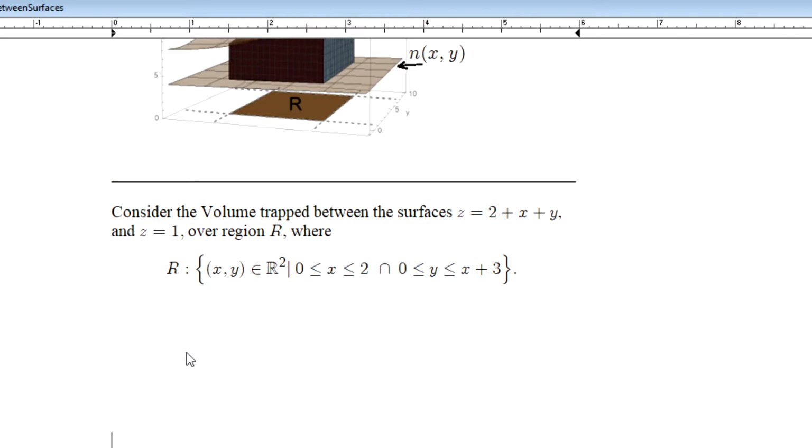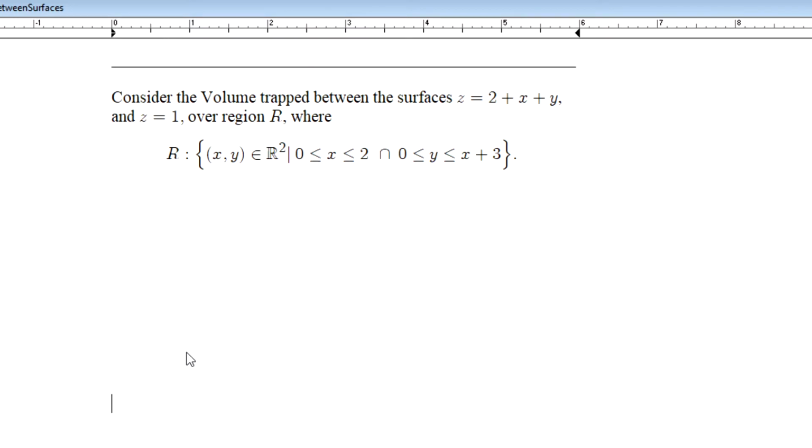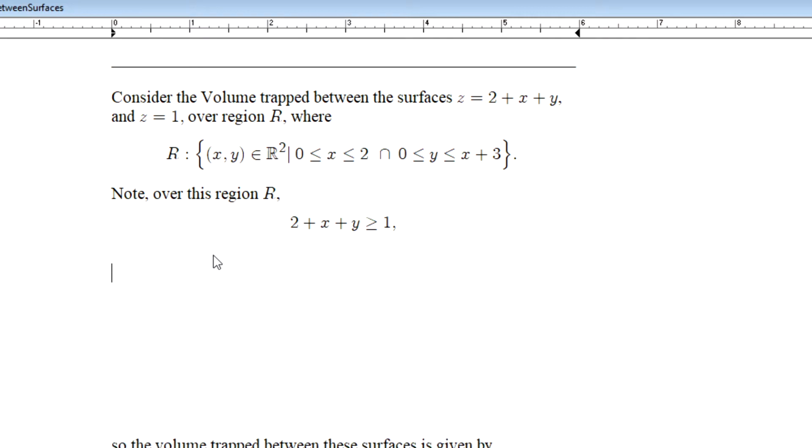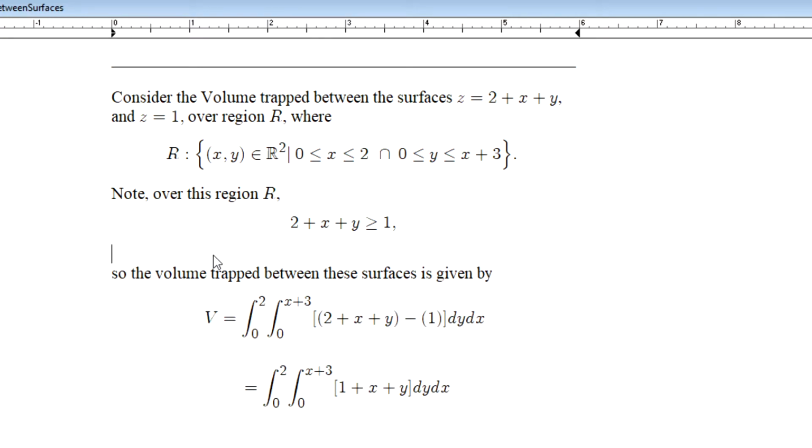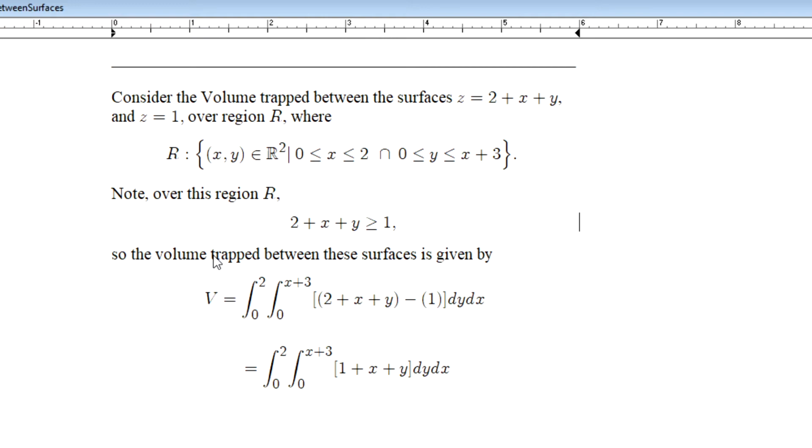So if we consider setting up the double integral over this region to calculate this physical volume trapped between these surfaces, we do note that over this region R, the quantity 2 plus x plus y is greater than or equal to 1, and our volume calculation would be given as this. So the volume trapped between our surfaces would be given by this double integral calculation.